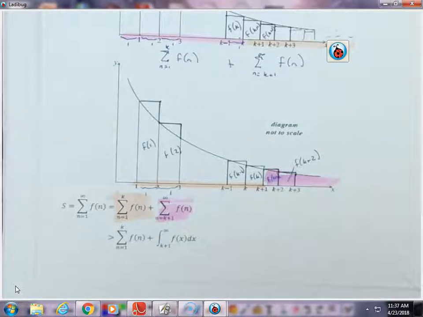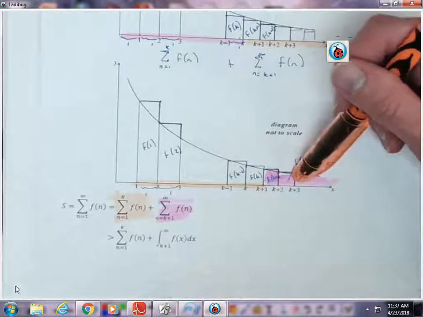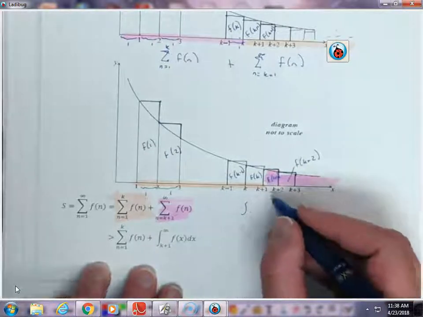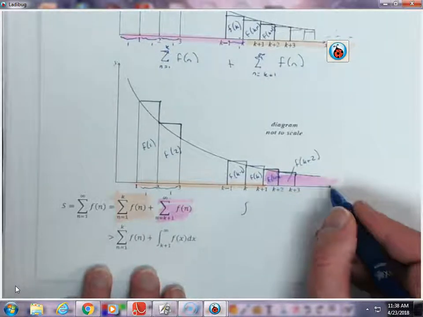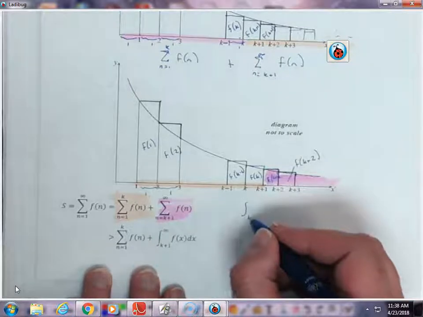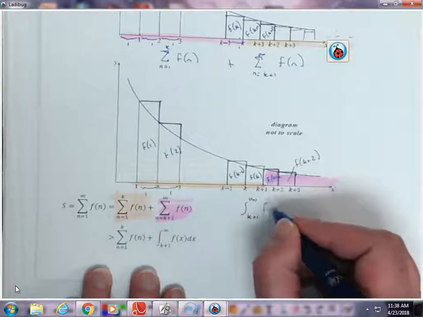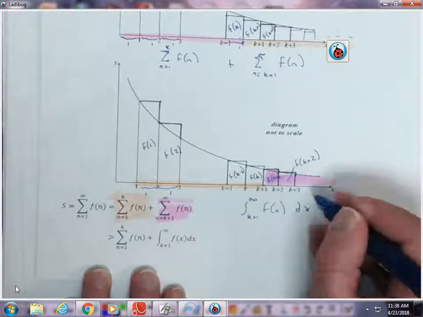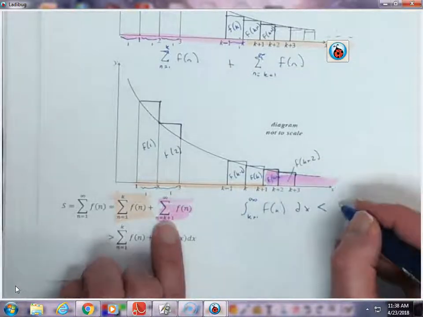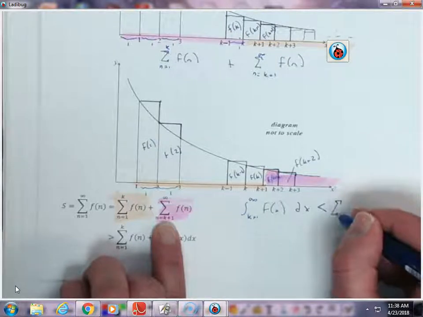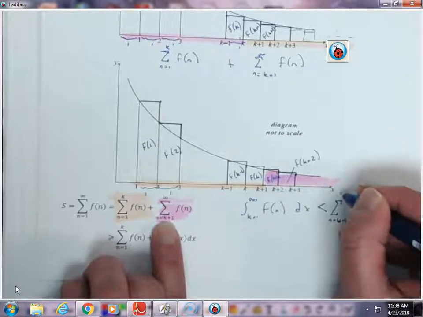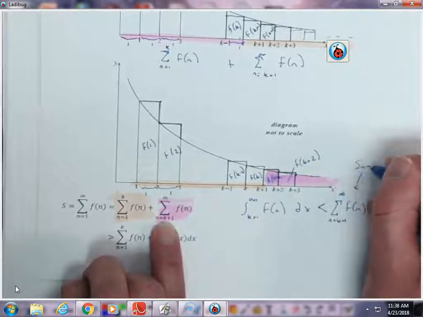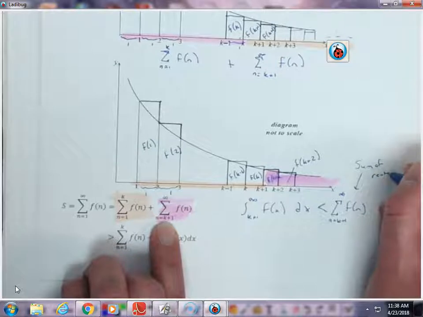integral is smaller than the rectangles. Okay, so either way you want to look at it, but the integral, and we're going from here on, in this case, is from k plus 1 to infinity. Okay, and we can see that that's smaller than the sum that we're representing here, and that sum of the rectangles is this. And this is the sum of the rectangles.